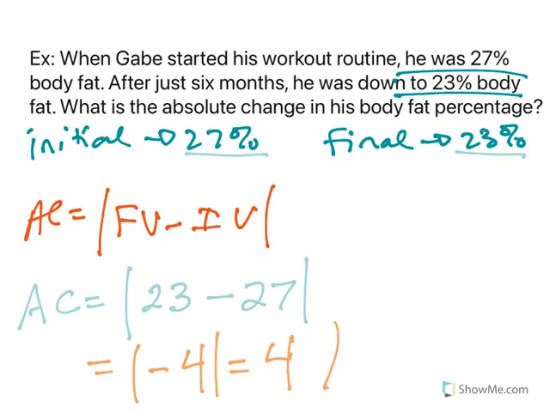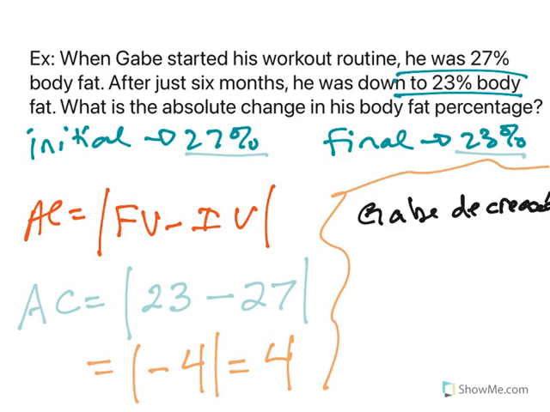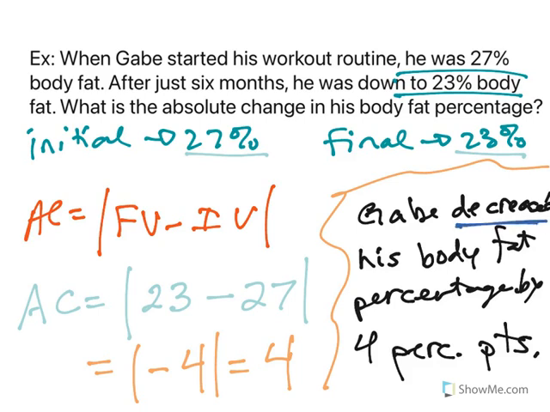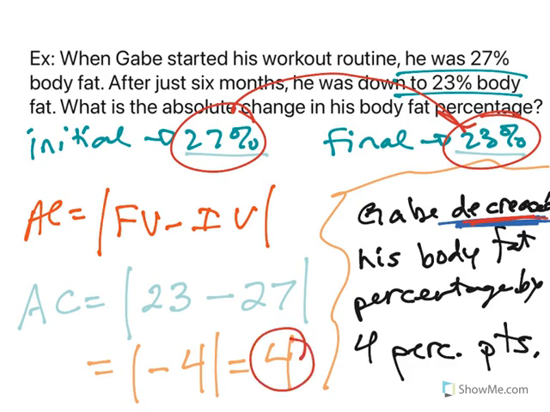Now, what this means, if we want to use, I like to call it a meaningful sentence, Gabe decreased his body fat percentage by 4 percentage points. I always think it's important to understand what we're talking about. Now, notice I use the word decreased because we started at 27 and moved to 23. So I can see that it decreased. This absolute change shows me the difference between those two numbers, but you have to determine based off your knowledge, did it increase or decrease?